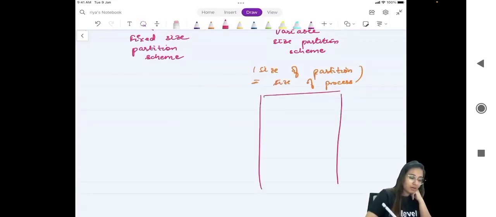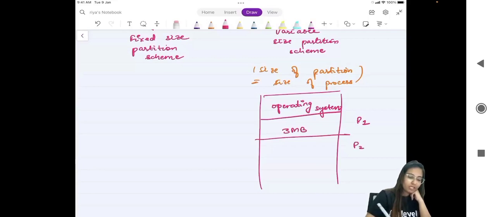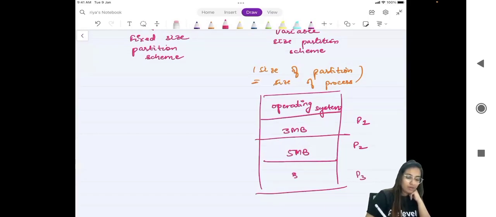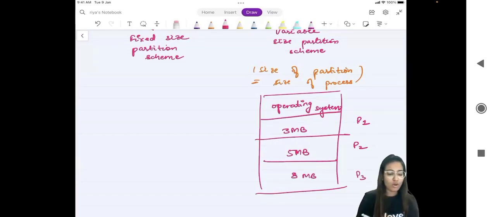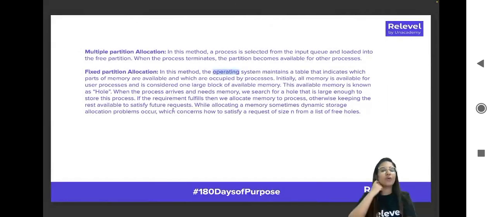Let's say this is the operating system. Let's say process P1 came, which required 3 MB. Process P2 came, which required 5 MB. Process P3 came, which required 8 MB. So based on the size of the process, the memory is allocated in the free region, and when the process terminates, the memory is taken away.